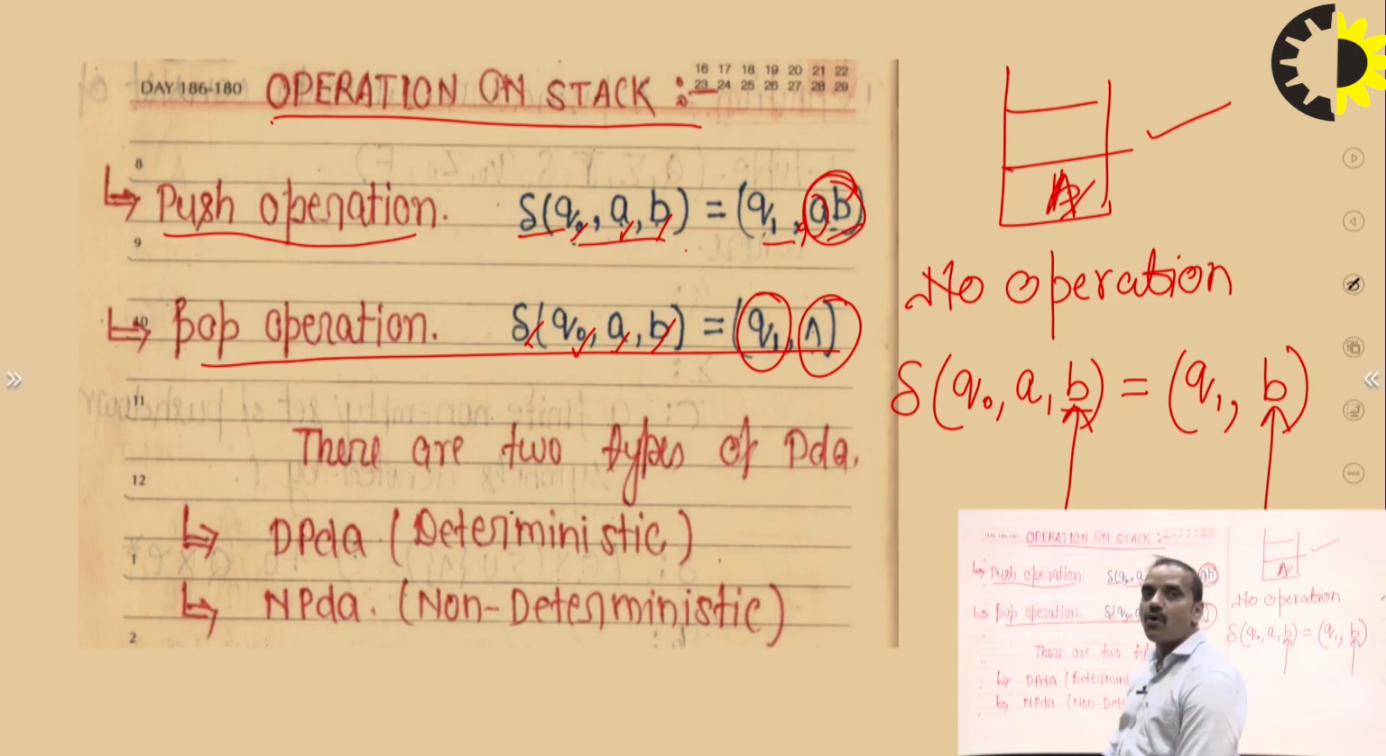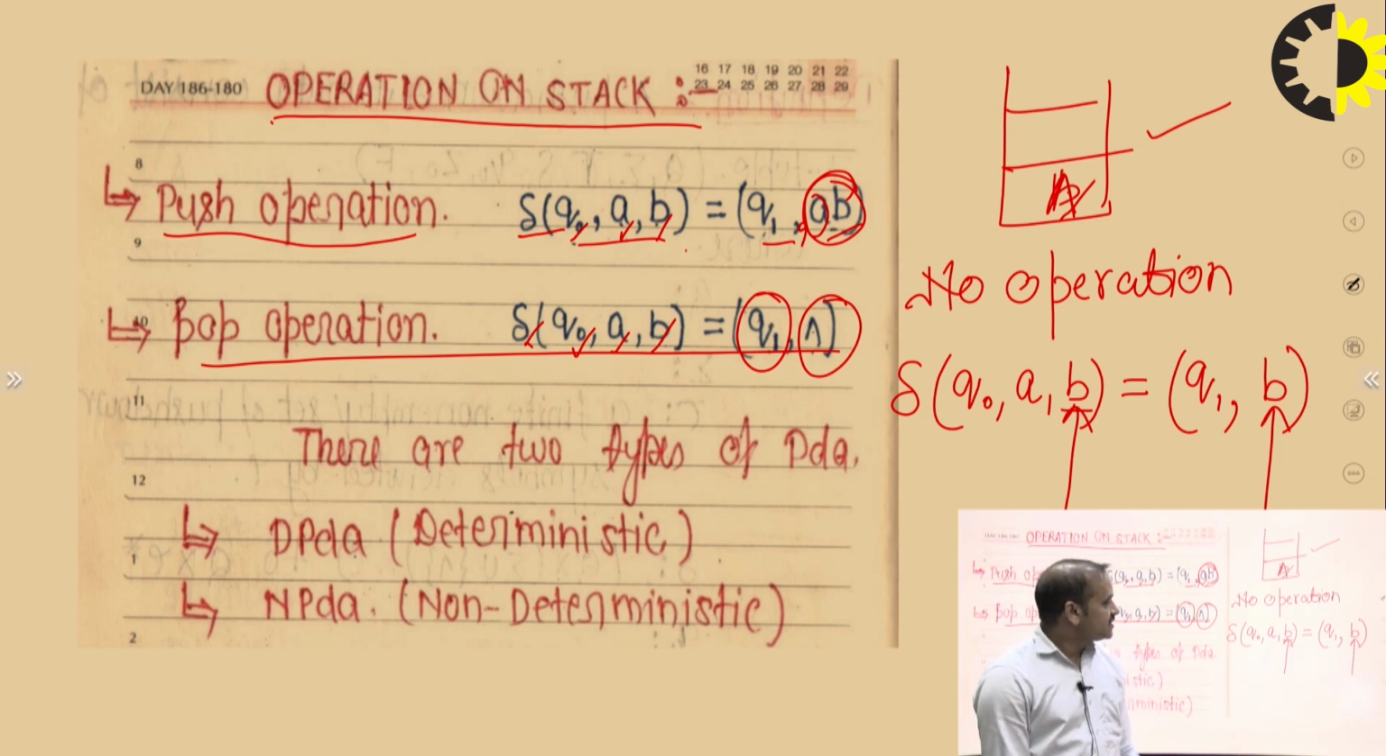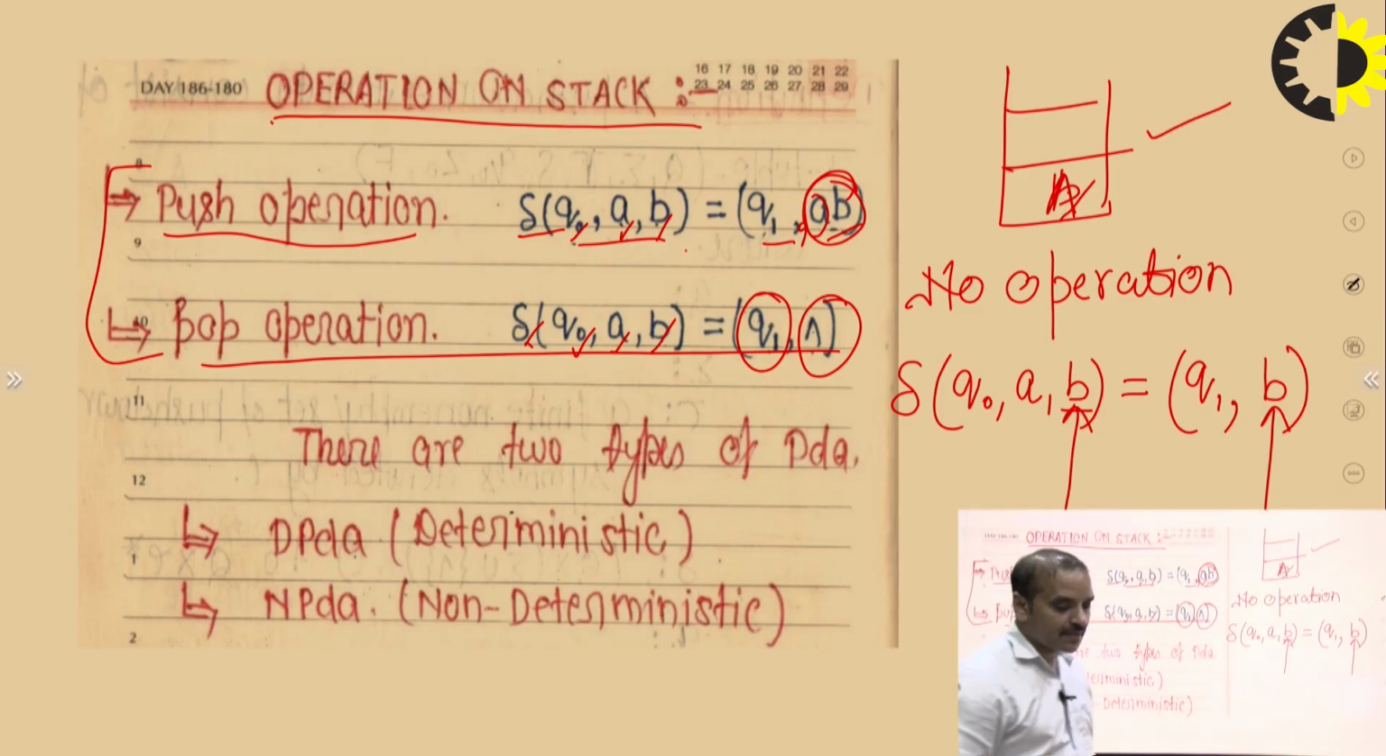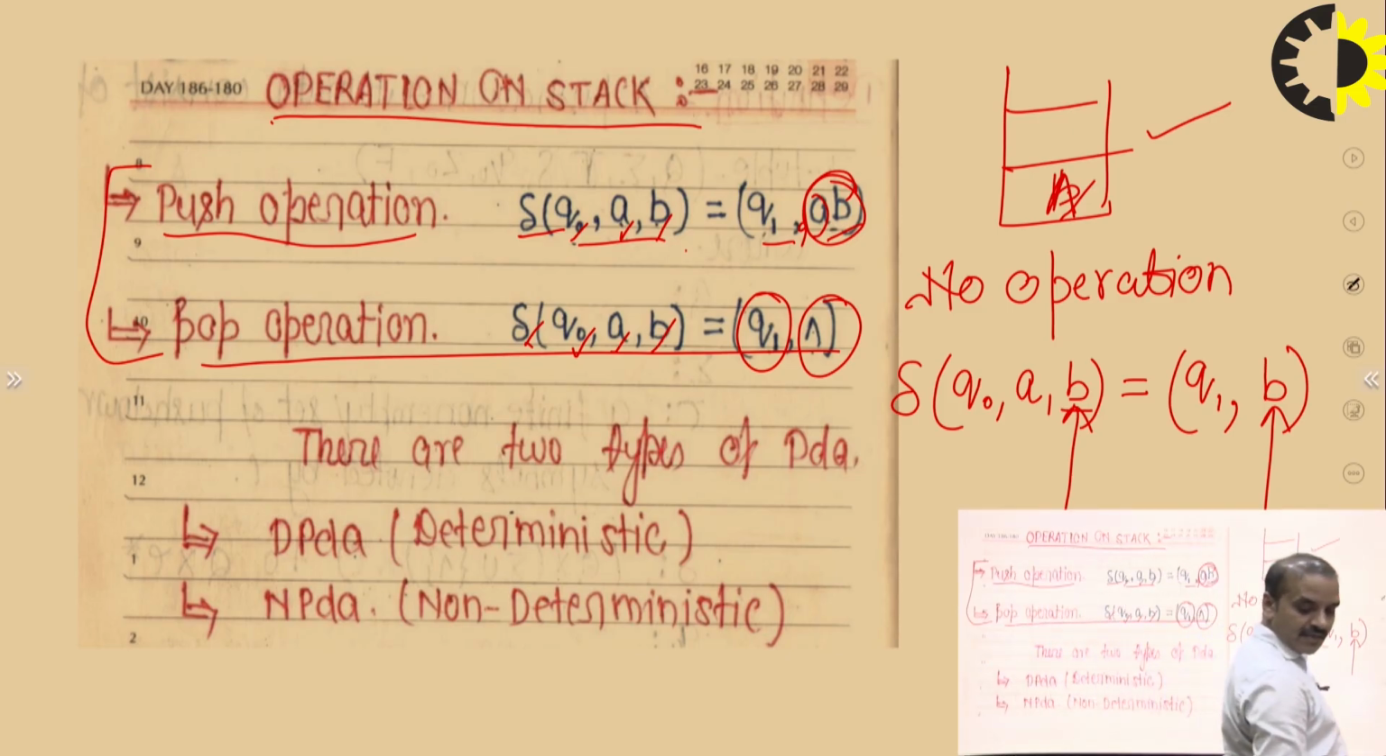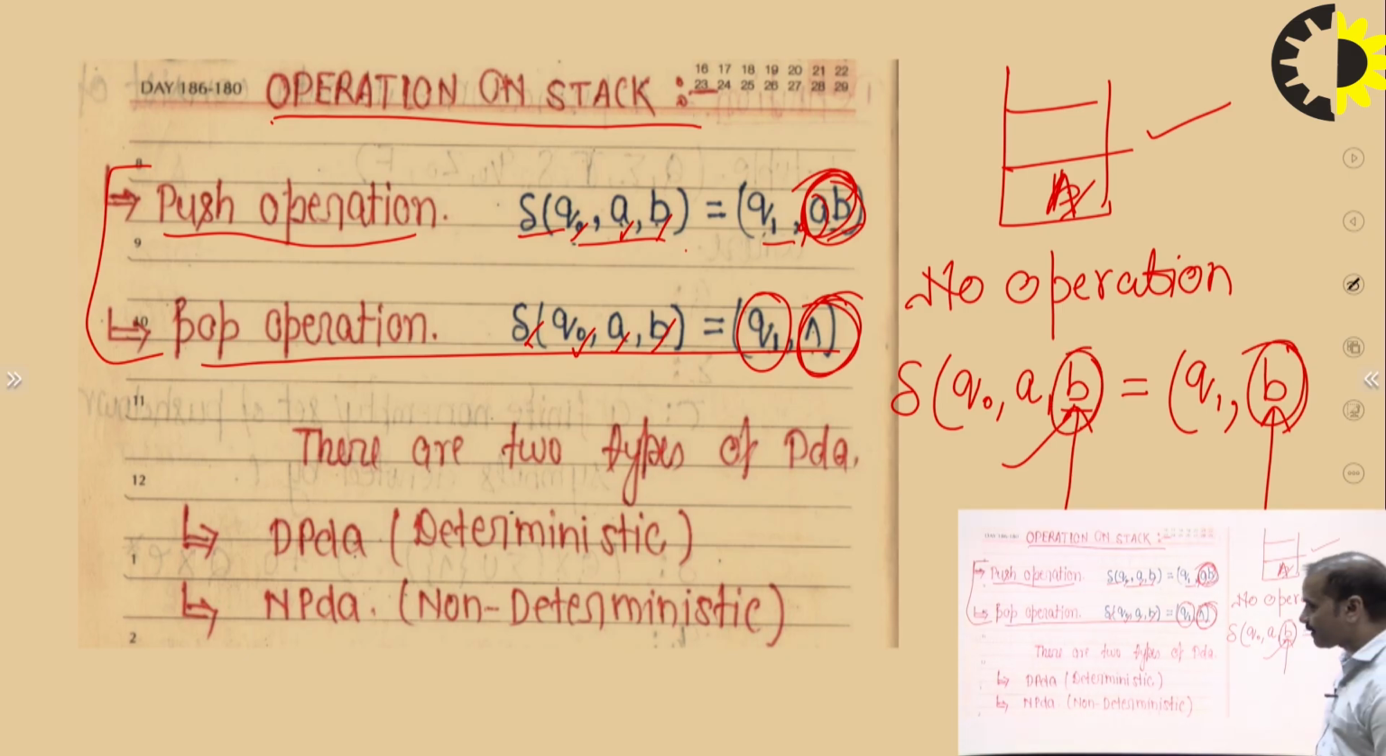That condition is called no operation. These are the three operations of the stack which are discussed here. The first operation is push operation, the second operation is pop operation, and the third operation is no operation. In the push operation, we have to push double symbols. In the pop operation, we have to write null. And the third one is no operation, where there is no change in the content of the stack.